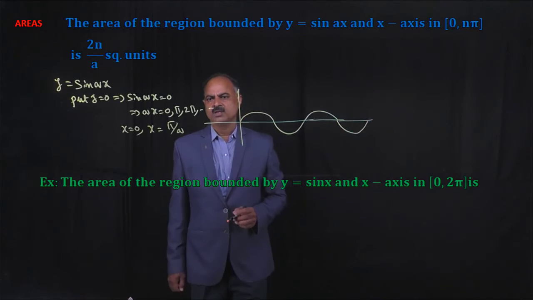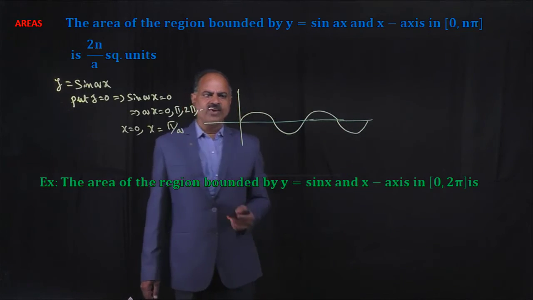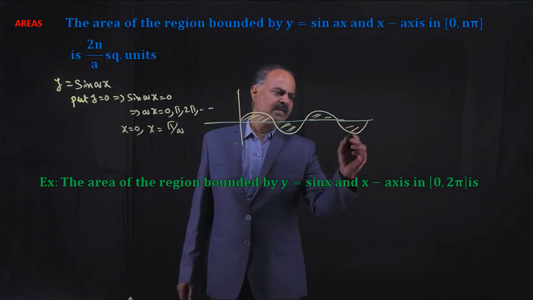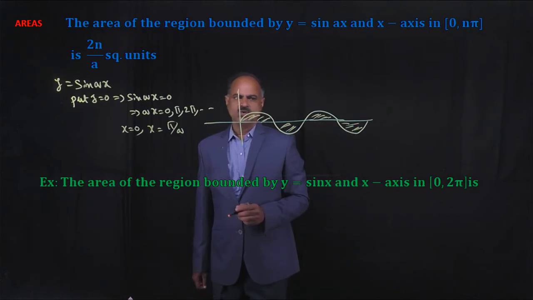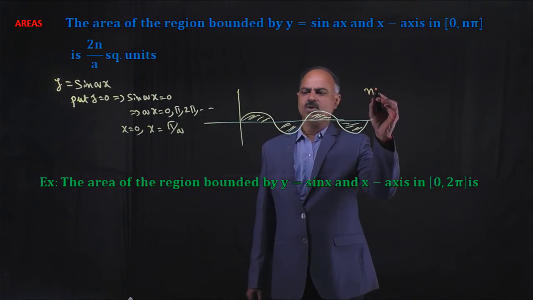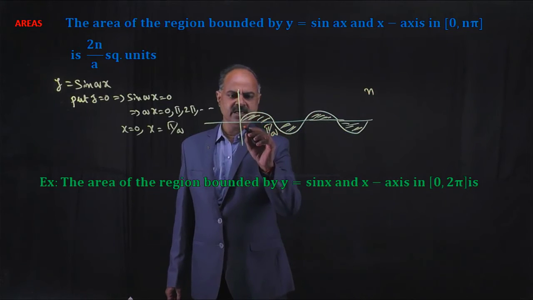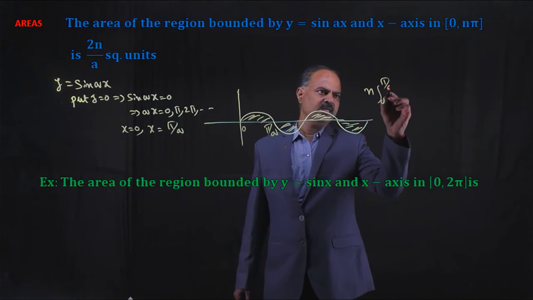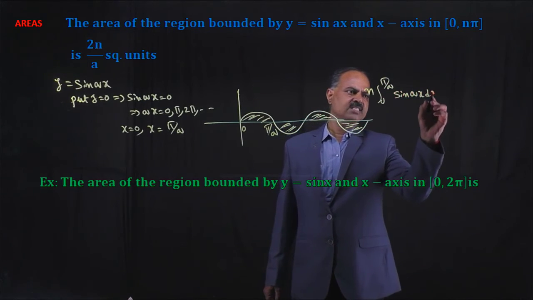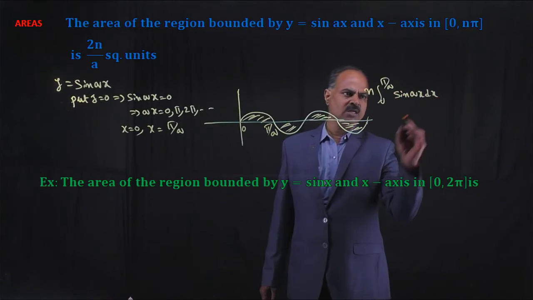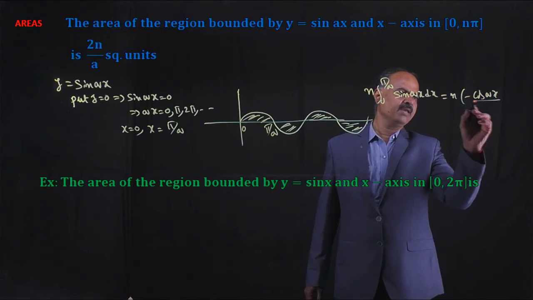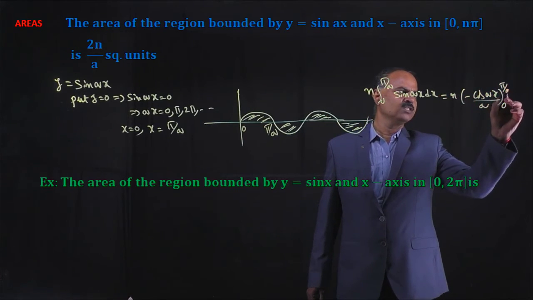Now you have to find the area, and so on up to n; this is the required area. So the required area is equal to n into the integral from 0 to pi by a of sin ax dx. That is equal to n into minus cos ax by a, with limits 0 to pi by a.